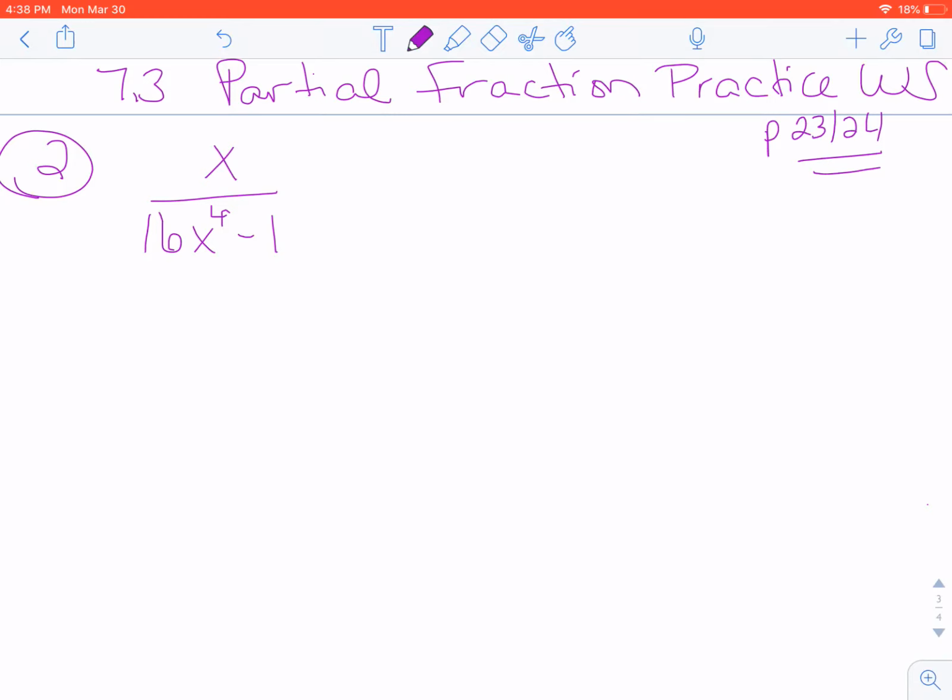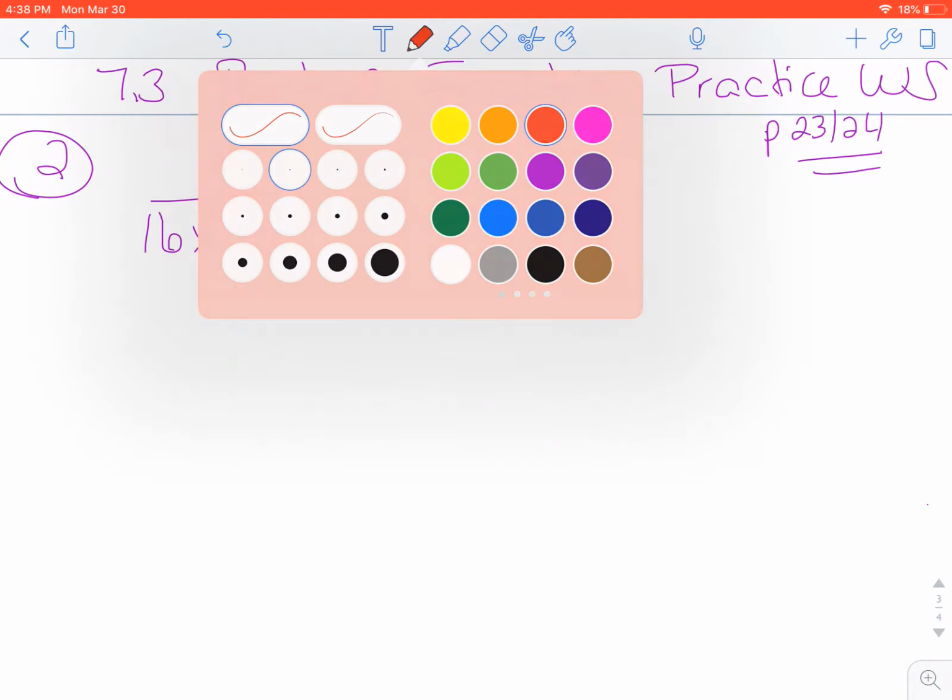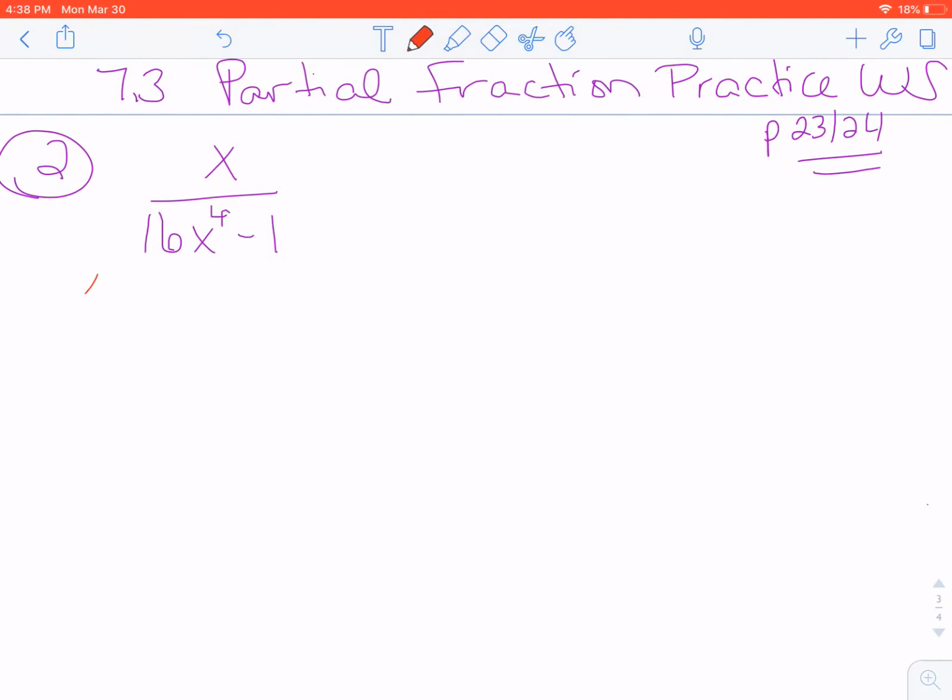So the first step is to factor the denominator. When we look at this denominator, we have 16x to the 4th minus 1. When I think about factoring this one, I see that 16 is a perfect square, but it's x to the 4th, so it's going to have to be 4x squared minus 1, and then 4x squared plus 1.